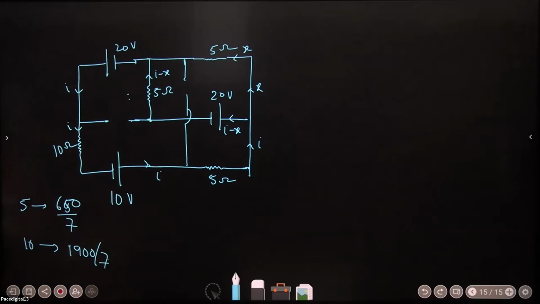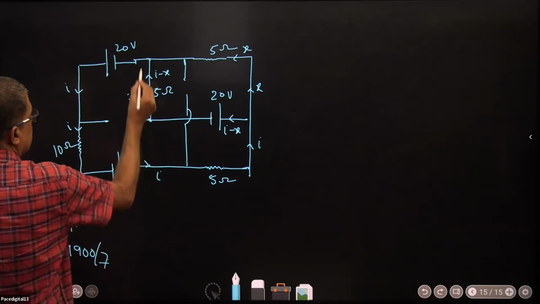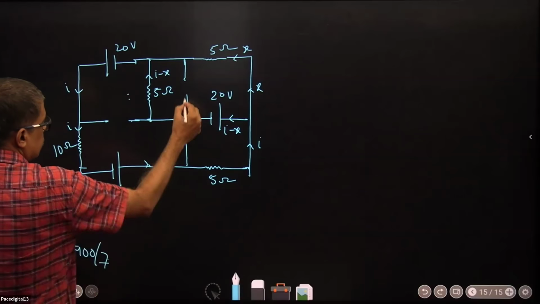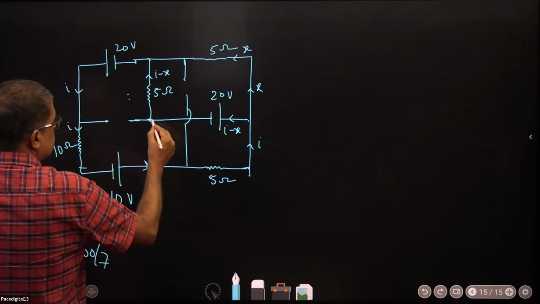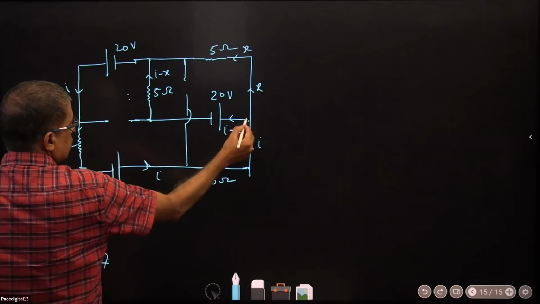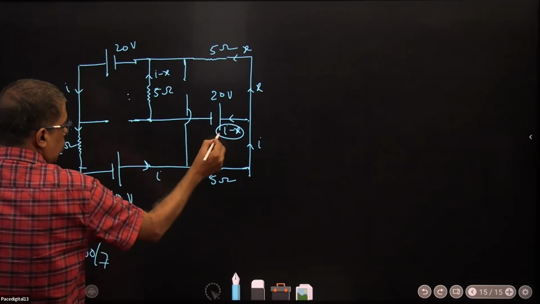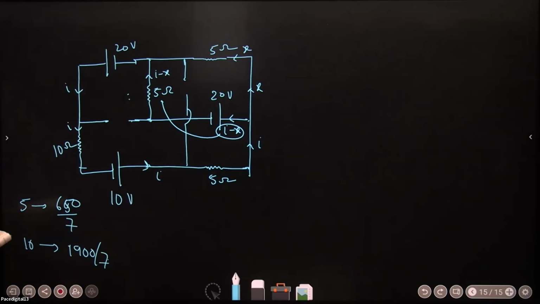See if you are convinced. This will be I minus X. This is X. I'll get back I current here. This is open, so the whole of I current should come here. This is X, this is I minus X. This is an open circuit, so the whole of this I minus X will come into this branch. Balance should not be a problem. It is just playing with Kirchhoff's voltage law.